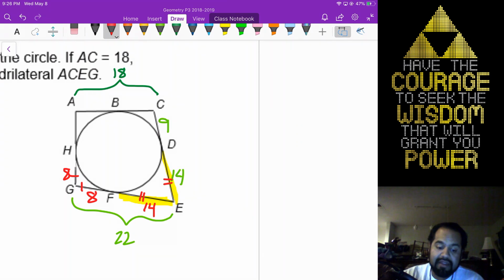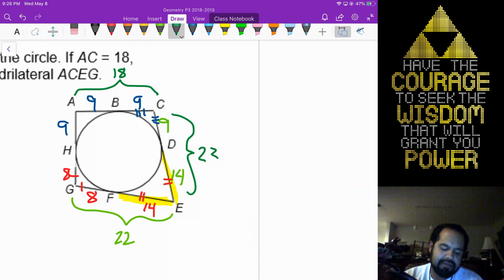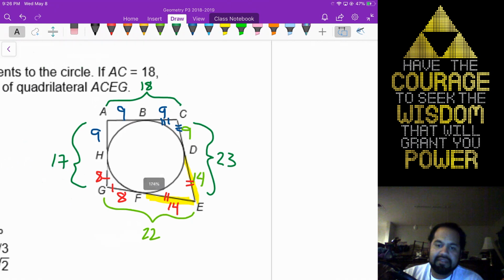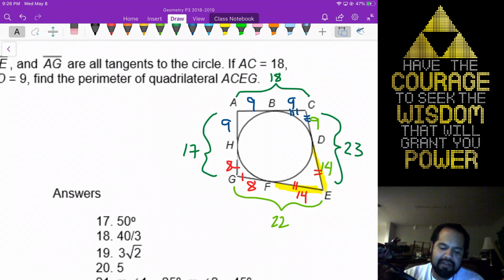Now, going back the other way, if we look at the 9, this 9 is congruent to this 9. It just so happens that on this one, the other side is also 9, but that's because 18 minus 9 is 9, not because I did half of 18. So don't make up stuff. So, if I take the side length here, 9 and 14 is 23. If I take this right here, that's 17. So to find the perimeter, we're going to add all those side lengths together.